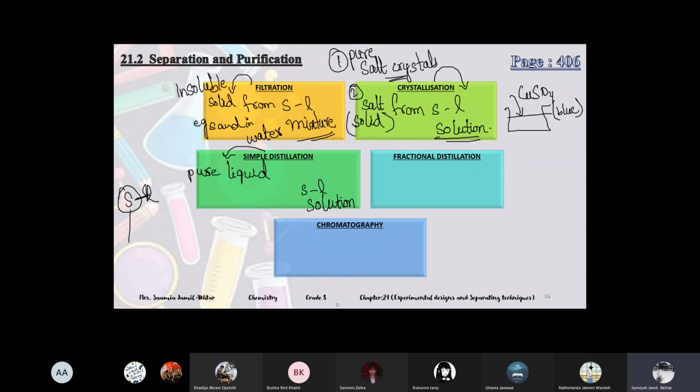Okay, so if we want pure liquid from a solid-liquid solution, we will do simple distillation.